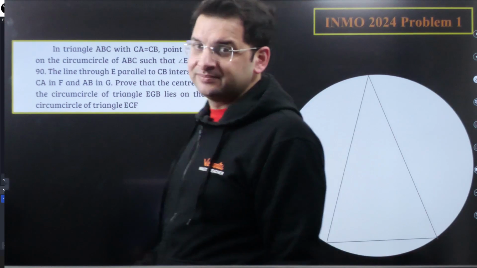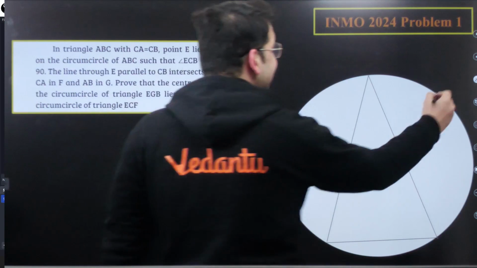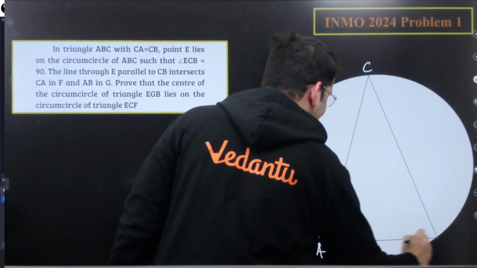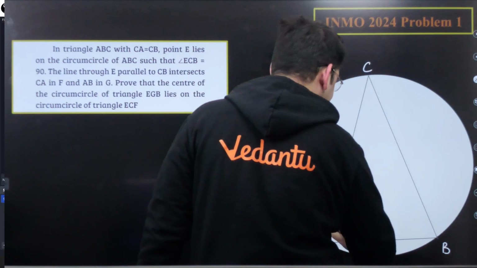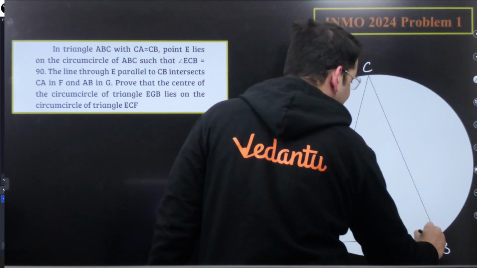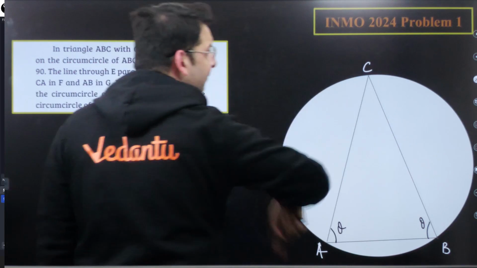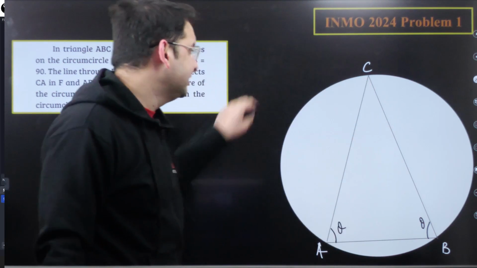Now guys, this is the diagram, triangle ABC. CA is equal to CB. So we have a point C, a point A, a point B. CA is equal to CB, so that means these two angles are equal, right? This is the only thing that you can derive. And of course, we have drawn the circumcircle of triangle CAB. So this is a circle which passes through all the 3 points.